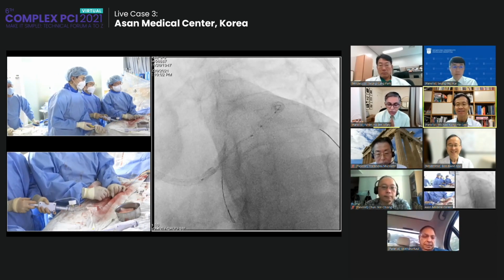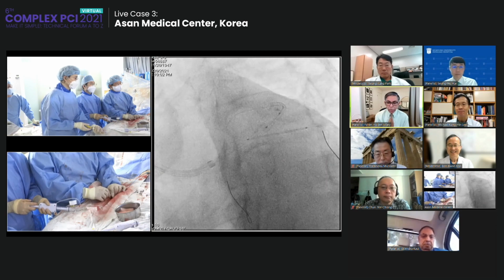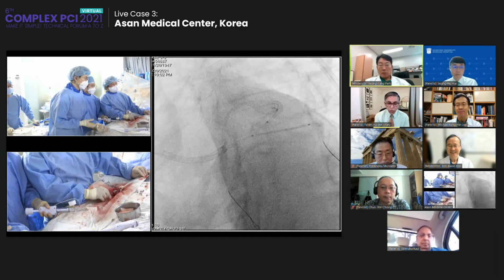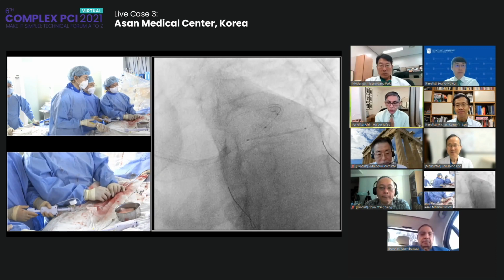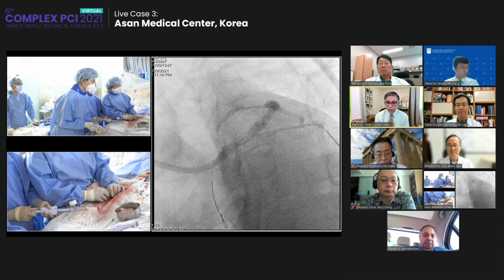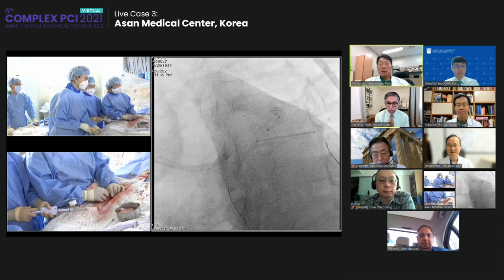I think for the audience, it's important to always remember that with the side branch, you have to make sure you open it up well before you embark on any two stent strategy. And you can see over here, he fully dilated the side branch, and you'll get a good result.